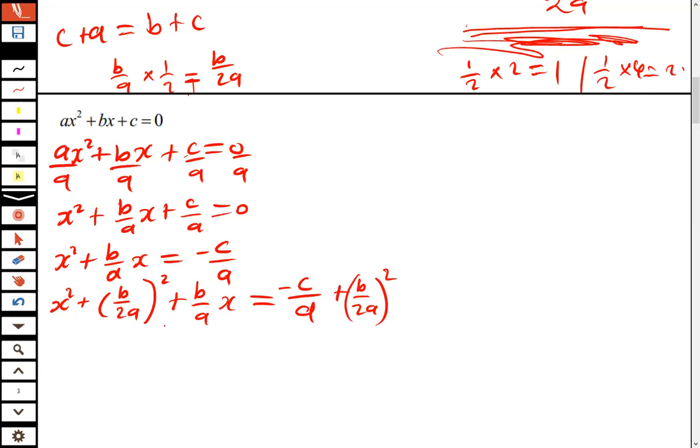So now we can simplify this. We complete the square of the first two terms, meaning this will be x plus b over 2a, in brackets, squared. Then we omit this one and equate this to that. So we're going to have negative c over a, plus, when we open the brackets, b squared over 4a squared. This is what we're going to have.